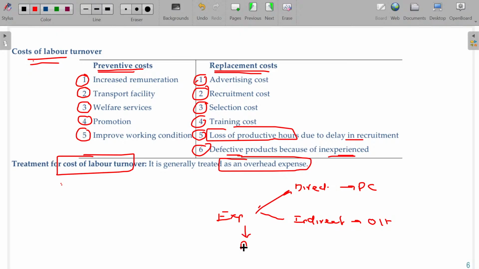And if that expense is for an abnormal reason, then this will be transferable to where? Costing P&L report. This is a general idea you need to have.